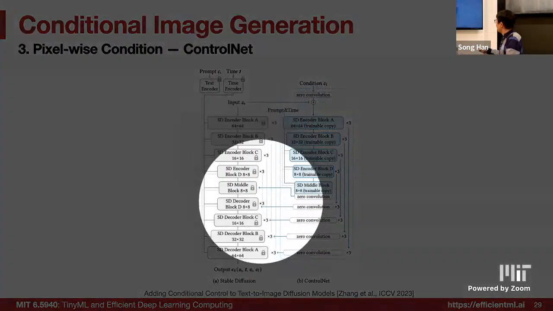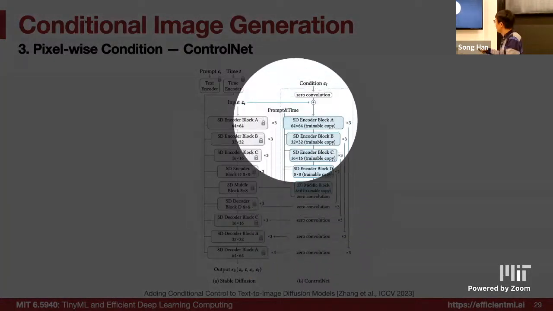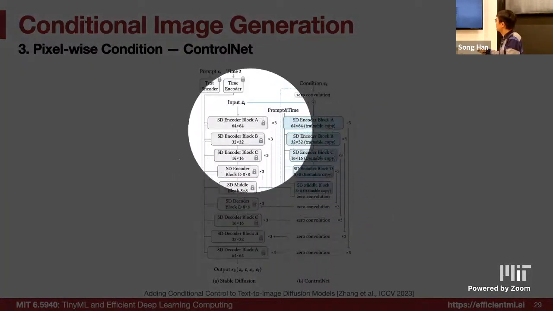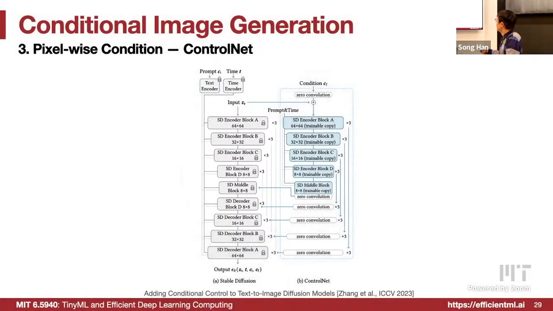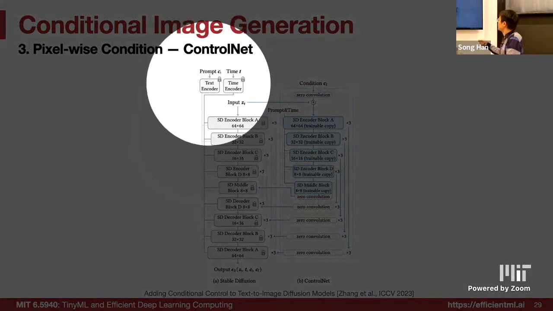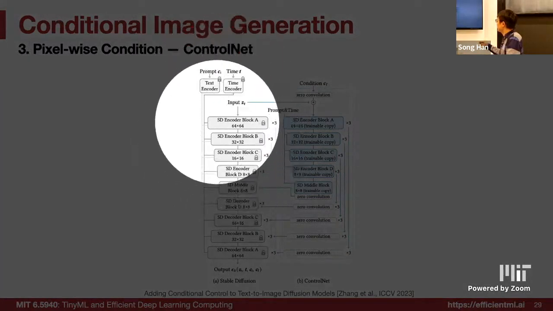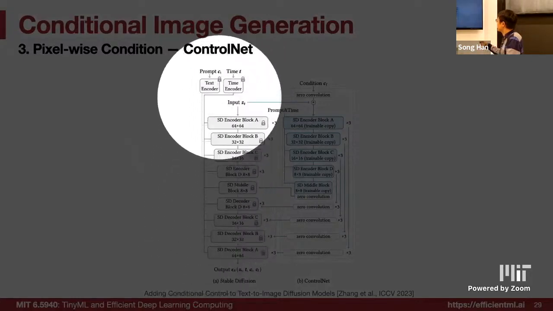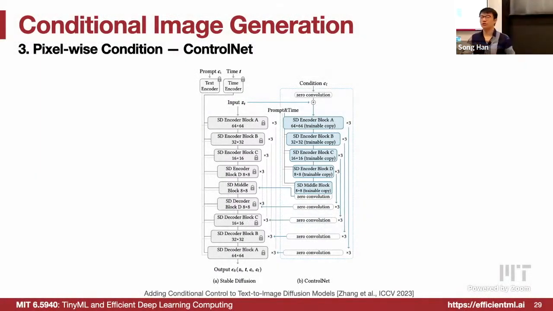And then for the upsample part, we just pass it through zero convolution. So we only copied half, only copied the encoder block, but not the decoder block. So this is how we add the pixel-wise condition beyond the text condition and also the time condition, which has been added to the original branch, which is frozen. And this condition is also inserted at each encoder stage of the ControlNet branch.